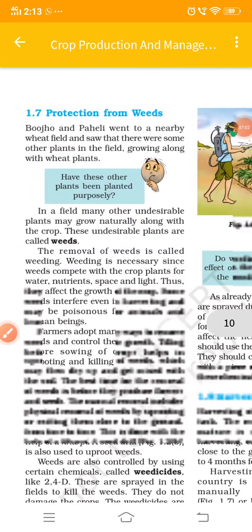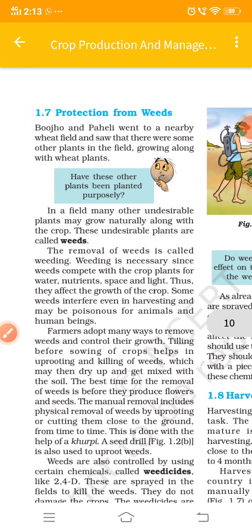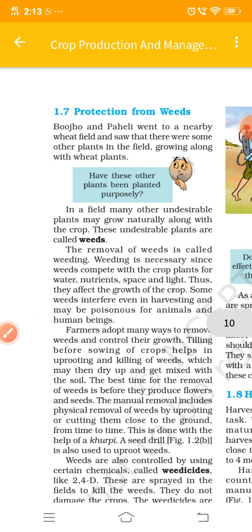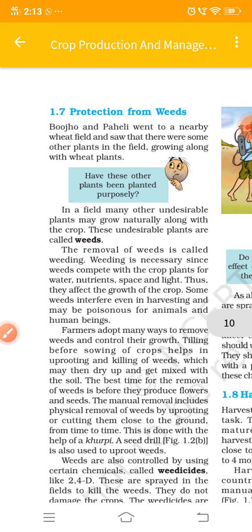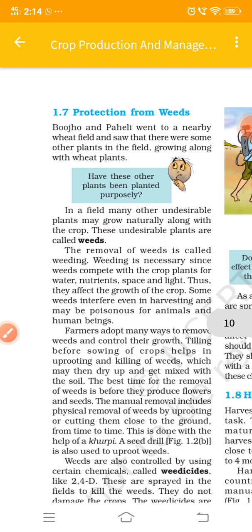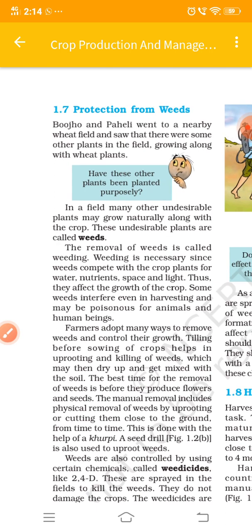Now here, protection from weeds. In fields, many other undesirable plants grow, so these are removed. Plants growing like this are known as weeds. Removing these weeds is called weeding. Weeding is necessary since weeds compete with crop plants for water, nutrients, space and light. So the weeds are removed to make more space.